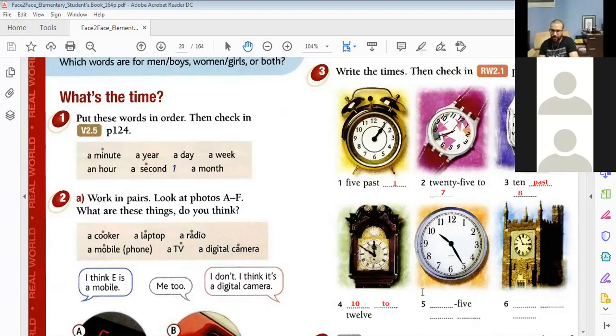What about number 5? 25 past 10. Yes, correct. What about the last one? 5 to 3. Yeah. 5 to 3, yes. Okay? All right, very nice.